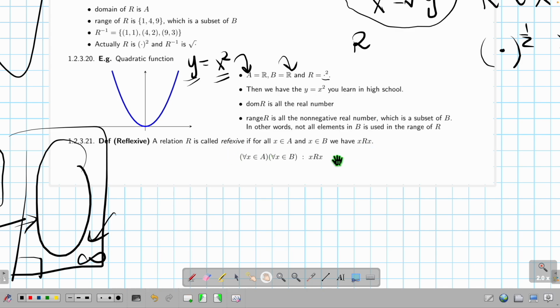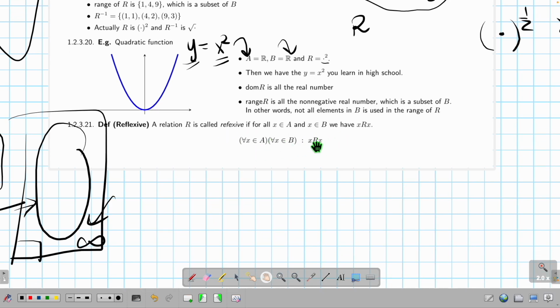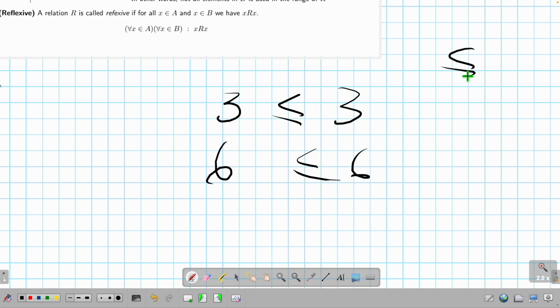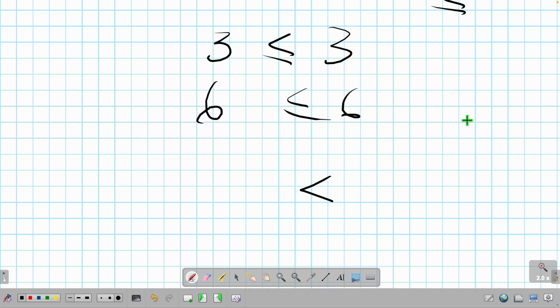And then reflexive. Reflexive means for all x, xRx. That means suppose I have this symbol. 3 is my x, so I need this to be true. Yes, this is true. 6, this is true. So this thing is reflexive. But this is not reflexive because 7 is not smaller than 7. Because 7 is equal to 7.